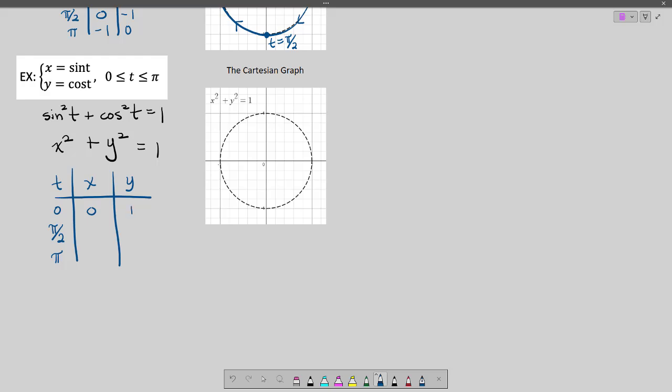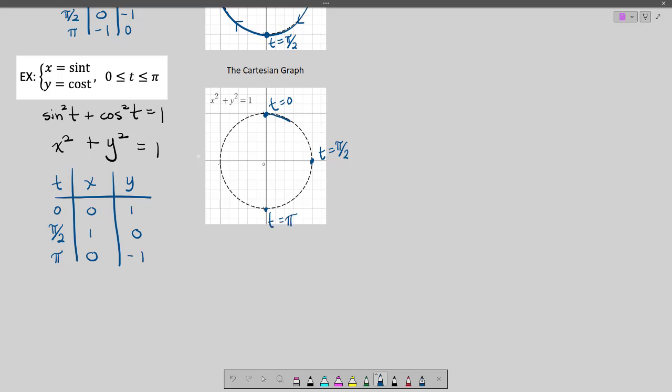Plug in pi over 2. Sine of pi over 2 is 1. Cosine of pi over 2 is 0. Plug in pi, sine of pi is 0, cosine of pi is -1. So here we are starting at 0, 1. That is t equals 0. Plug in pi over 2, we're over here at pi over 2. And then plug in pi, we're down here.